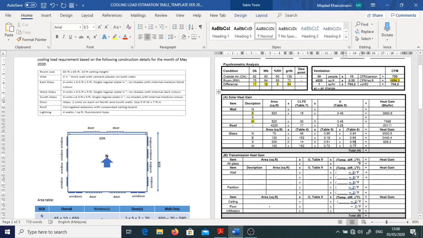So we can calculate the answer here, the total, 10,528.1. So once we have all the values here, we can add them up. Make sure you add them up properly. Don't miscalculate the total for solar heat gain, because it will give effect to the calculation later.